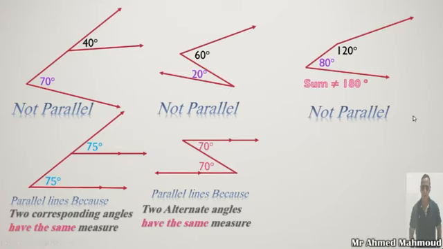But in the opposite case, if we have a line like this and another line like this, it's clear here that they are parallel. But why?